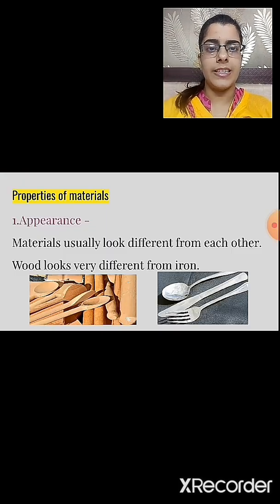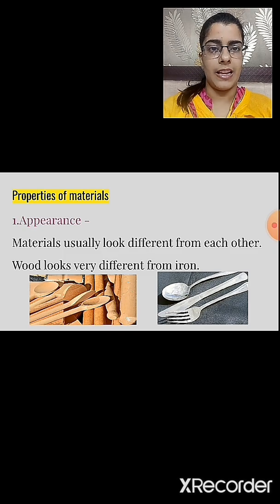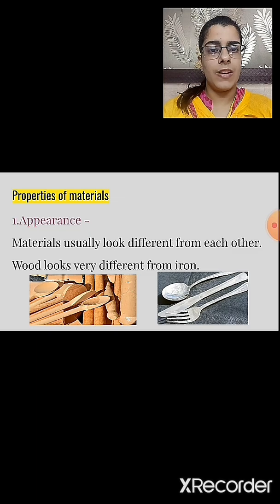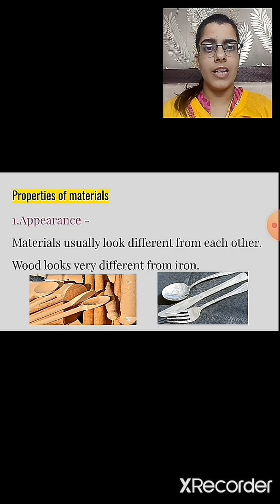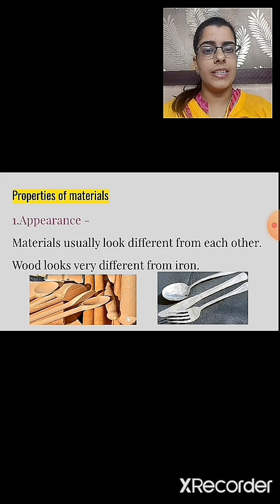Now let us study the different properties of the material. First is appearance. Materials usually look different from each other. You might see that different materials present around you do not appear similar. They look different. Like wood looks different from iron, isn't it?